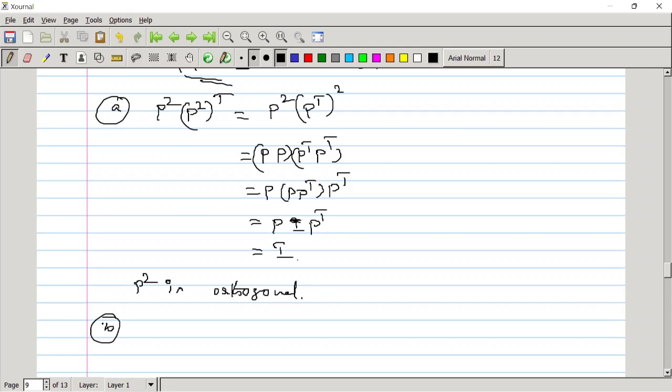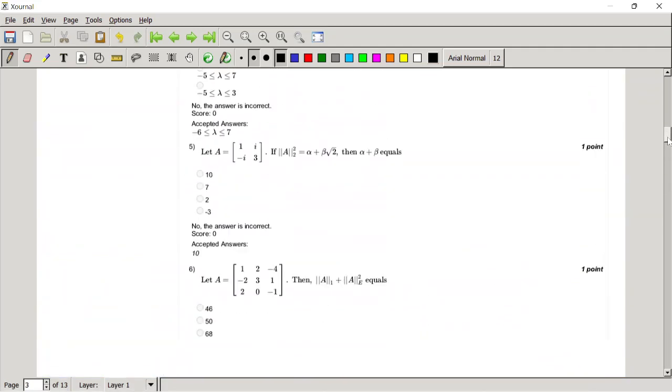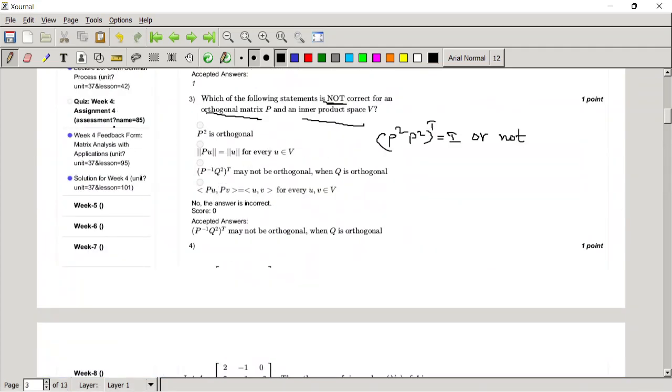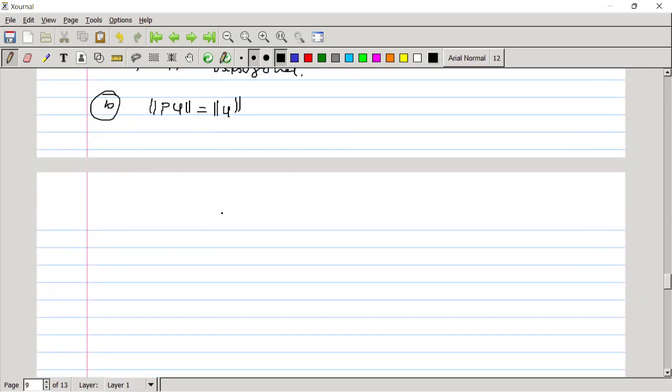Second option: the question asks to find out the false statement, but the first option is correct, so that is not the answer. Second option is norm of PU is equal to norm U for every U belonging to the inner product space V. So we have to check that.